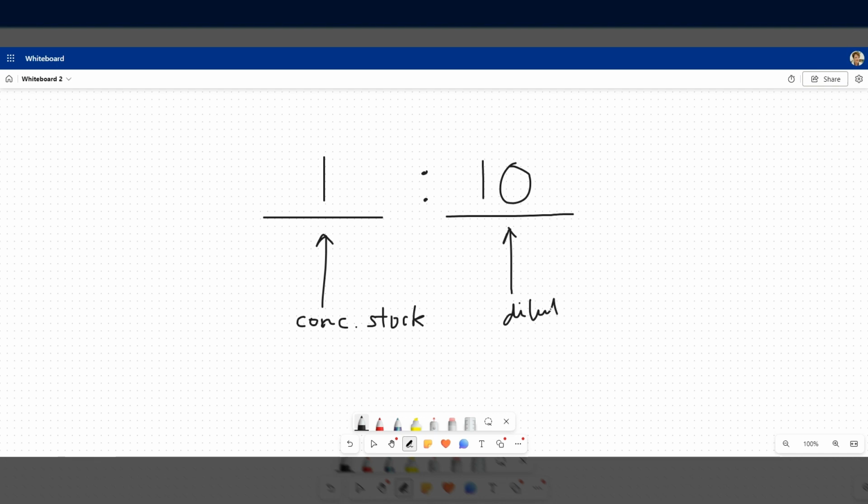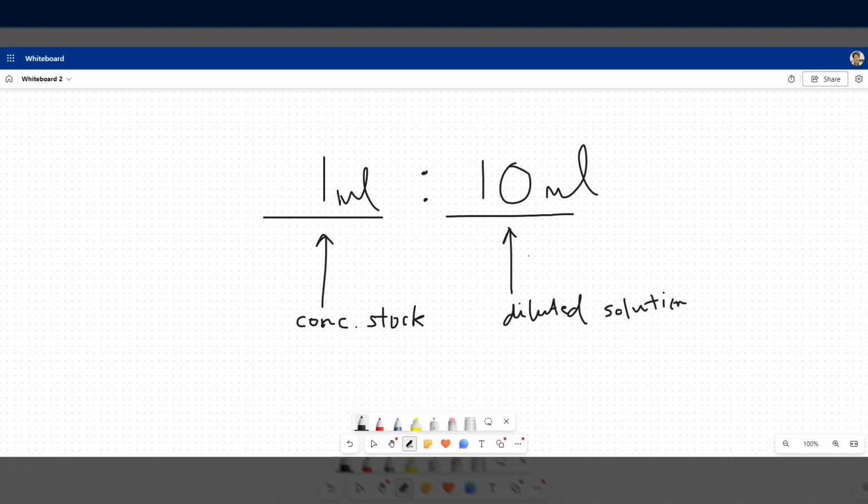So if you start with one part concentrated stock solution and you're supposed to make a 1 to 10 dilution, then what that means is you need to end with 10 parts of diluted solution. Now, what do I mean by parts? Parts can be any unit. So if you start with 1 milliliter of stock solution and you're supposed to make a 1 to 10 dilution, you're supposed to end with 10 milliliters of the diluted solution.